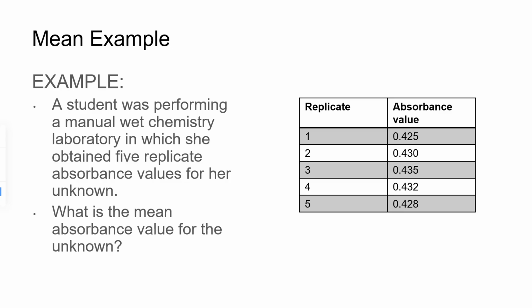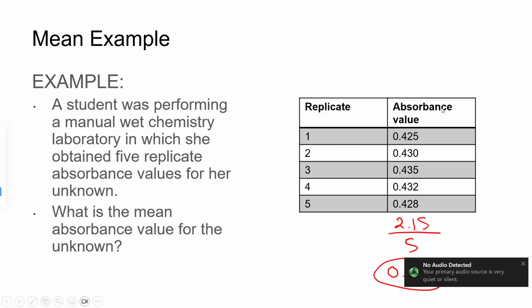So in order to calculate the mean here, you would have to add these all up and divide by the total number of values. So we would get 0.425 plus 0.43 plus 0.435 plus 0.432 plus 0.428. And we get 2.15. And we're going to divide that by the total number of samples, which is 5. And we get 0.43. Does that make sense? Yes, I would say that that makes sense based on these numbers.